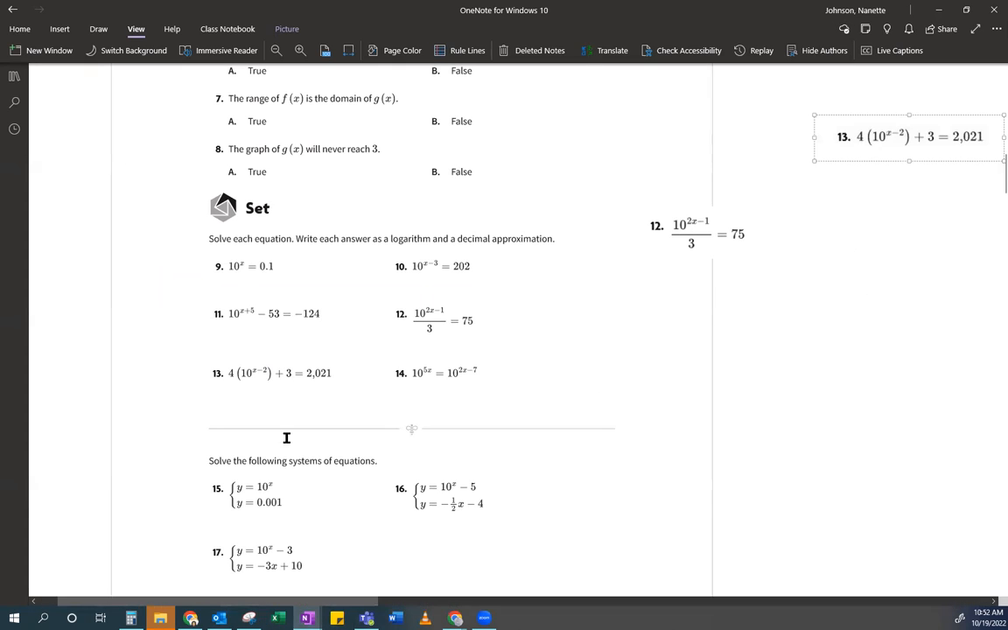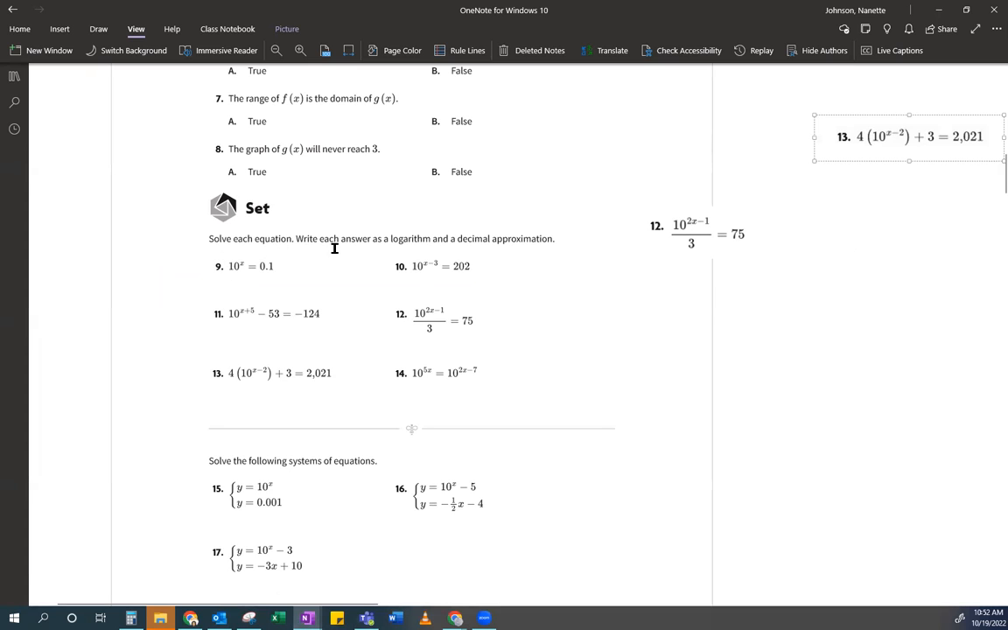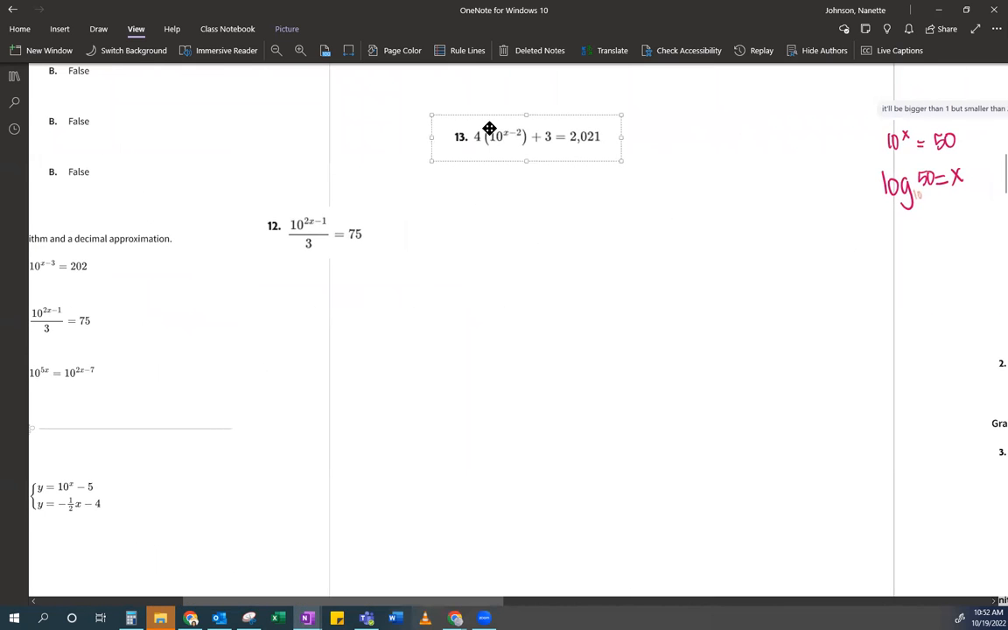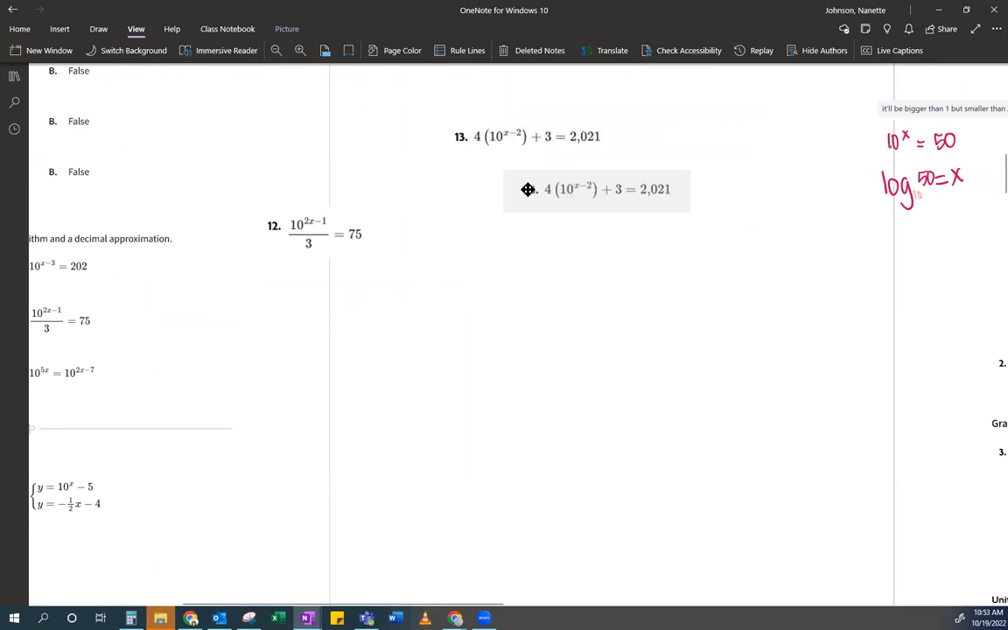Okay, so now all it says is to solve each equation and then write the answer in the log and decimal approximation. So they want both answers, just like we did for the last one. So here is me scooting this over, maybe putting it here for now. Okay, so for this one, what we're going to do first is we're going to take care of it again using SADMAP, right? I'm going to use SADMAP again. So here's SADMAP.